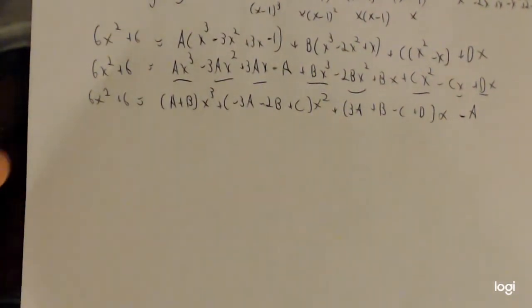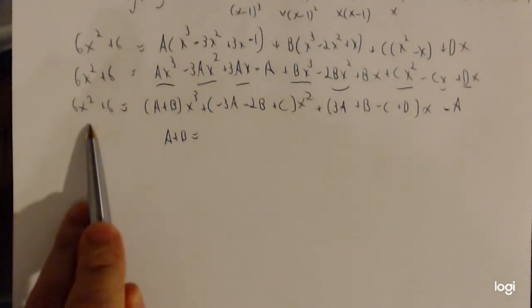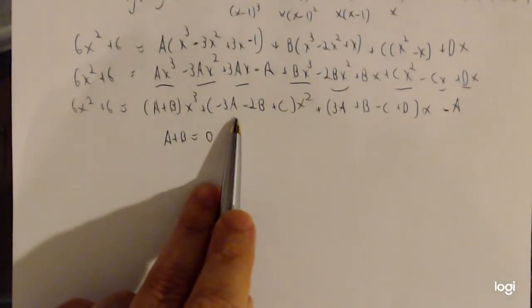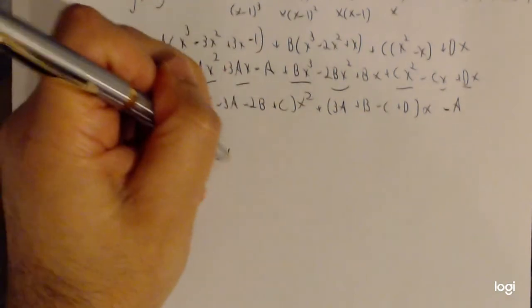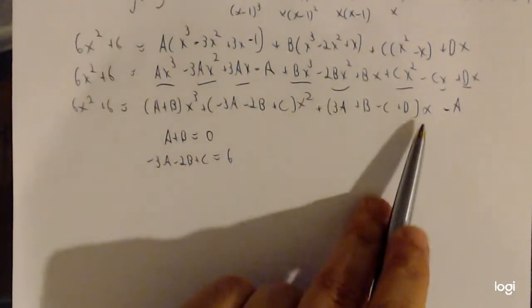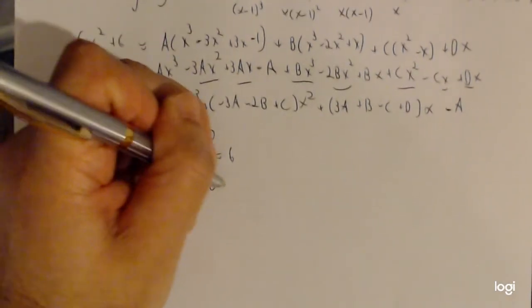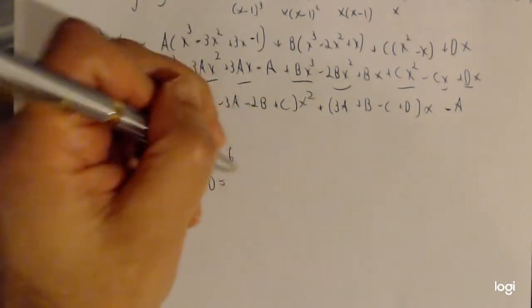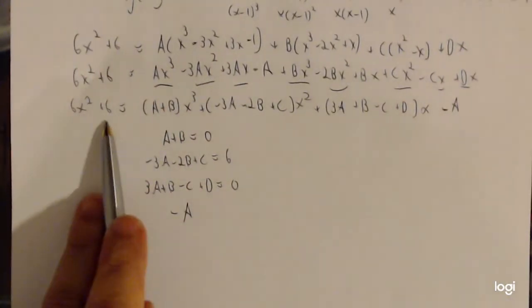So here's what we know. We know for a fact that what? The a plus b has to equal what? If you look at the left side, there is no x cubed, so clearly we want this to go away, so a plus b has to be 0. And then what else do we have? We have the minus 3a minus 2b plus c equals, now the number in front of x squared has to be a 6. Okay? And then the number in front of the x, which is 3a plus b minus c plus d, that also has to equal, since there's no x here, 0. And finally, what do we know? Minus a, which is just my constant, has to equal 6.